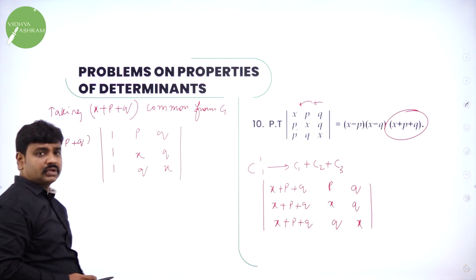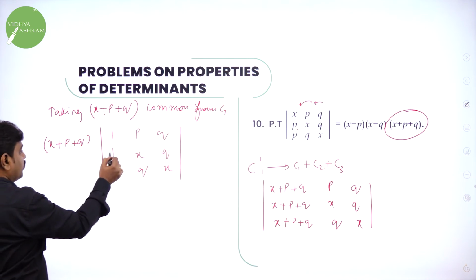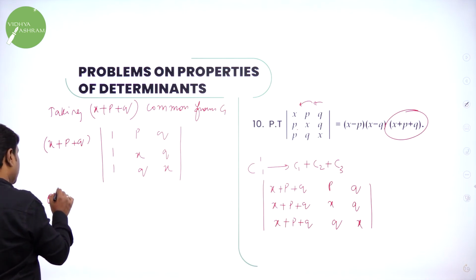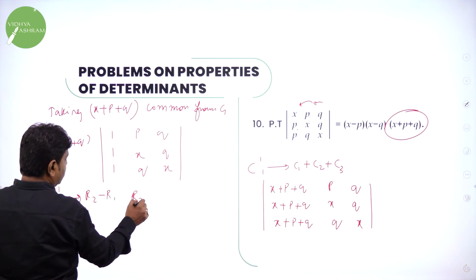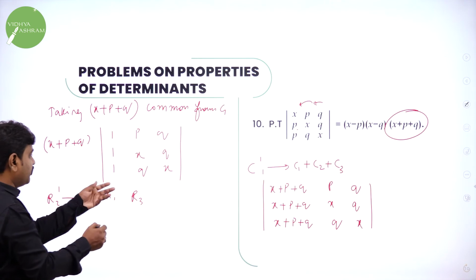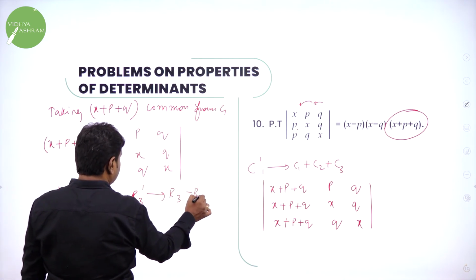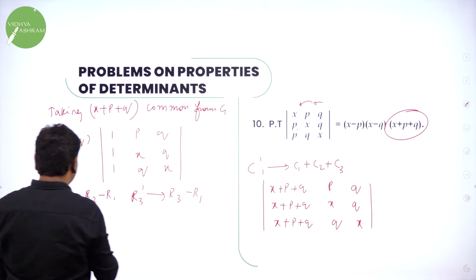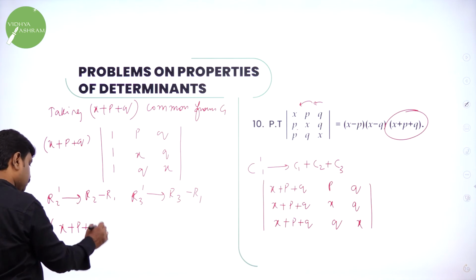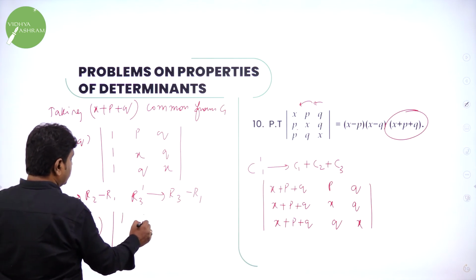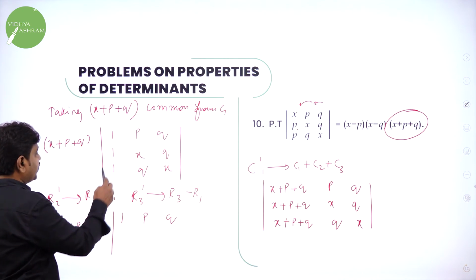That's it. Now I told you, see, 1 1 1 is there, so I will do R2 dash is R2 minus R1, R3 dash is R3 minus R1. Whenever I have 1 1 1, this is the best method. Outside we already have x plus p plus q. So first row retain, first row let it be 1 p q. Second row becomes what? Second row minus first row.